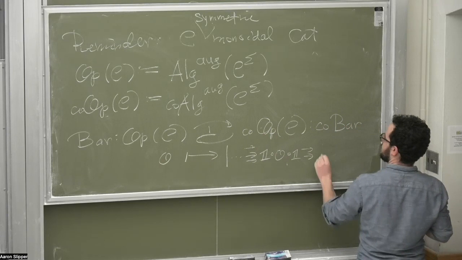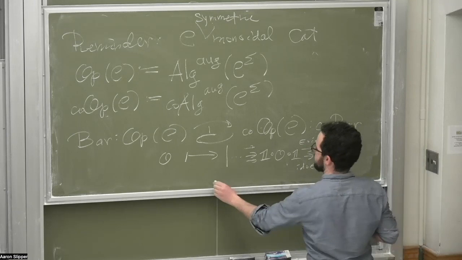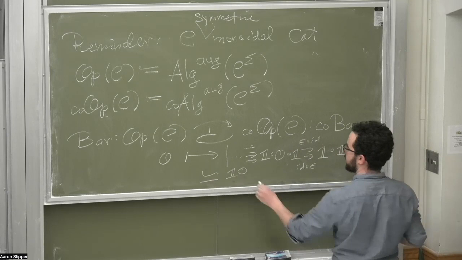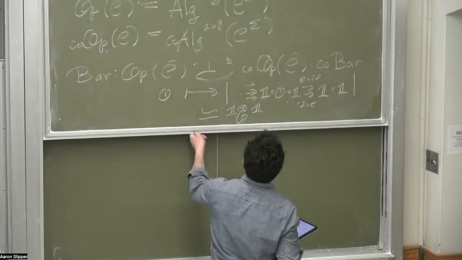This is using the augmentation tensor identity and identity tensor augmentation, which is basically the usual way to define the bar construction. One is the trivial operad, so it's the bar construction of one tensor one over O. And the cobar construction is the same thing, but everything is the opposite, so you take the opposite.